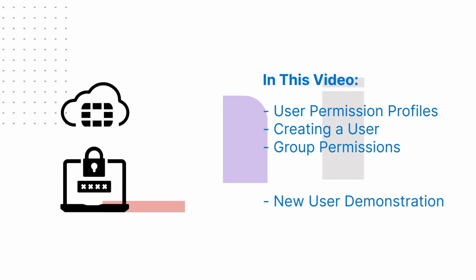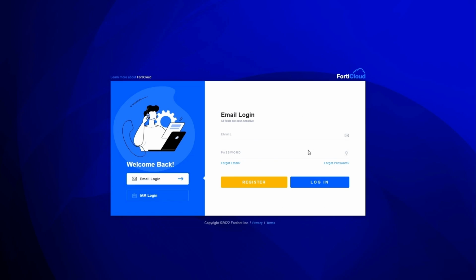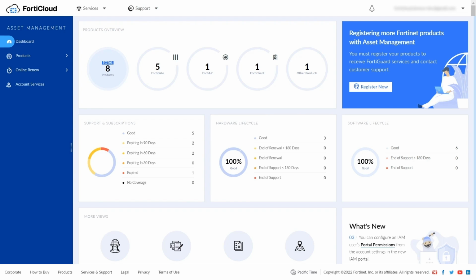FortiCloud Identity and Access Management, or IAM, is a service that lets you manage your FortiCloud account, create additional users, and use permission profiles to set access permissions for all FortiCloud services. Once you log into your FortiCloud account, you can access IAM from any FortiCloud service.